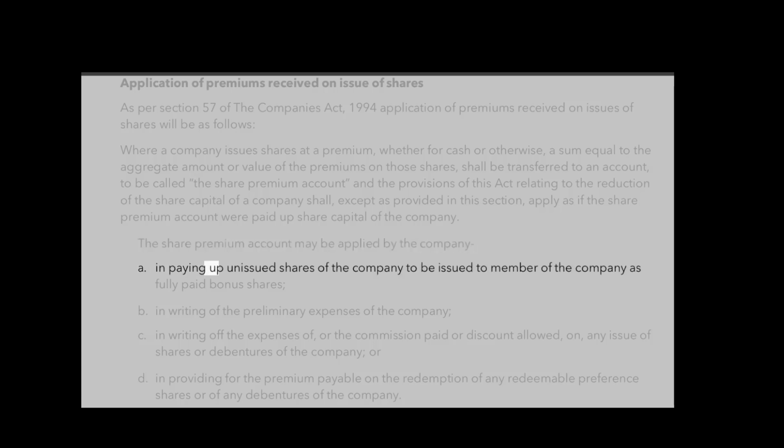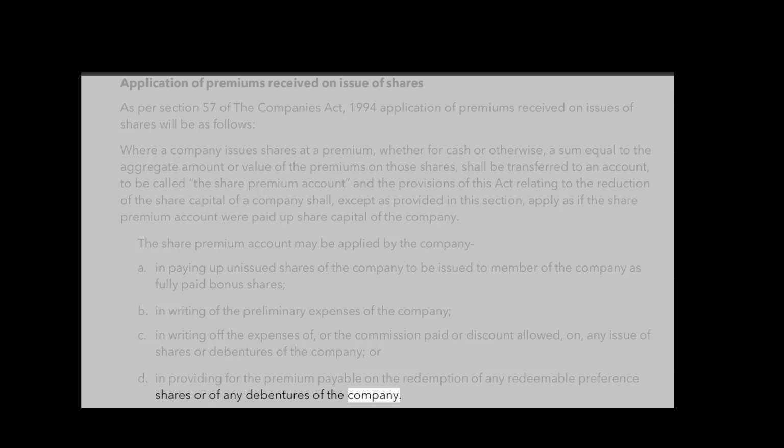(a) In paying up unissued shares of the company to be issued to members of the company as fully paid bonus shares. (b) In writing off the preliminary expenses of the company. (c) In writing off the expenses of, or the commission paid or discount allowed, on any issue of shares or debentures of the company, or (d) In providing for the premium payable on the redemption of any redeemable preference shares or of any debentures of the company.